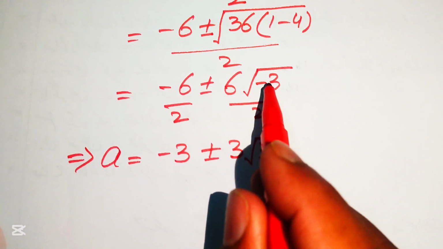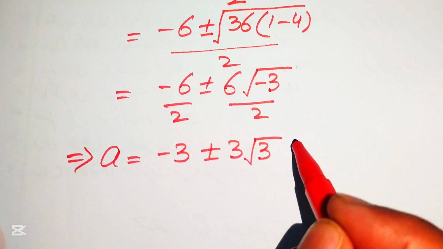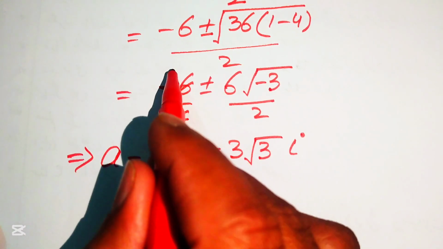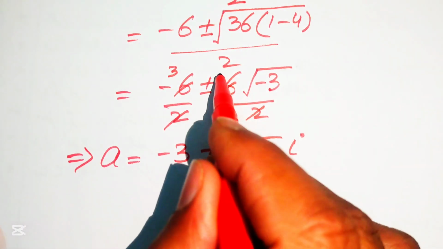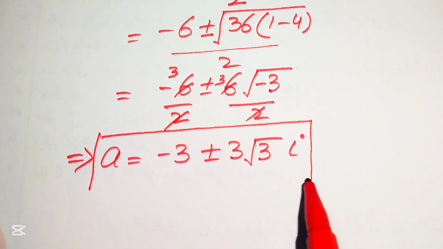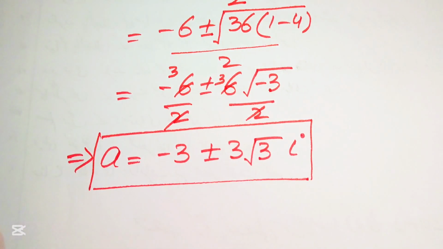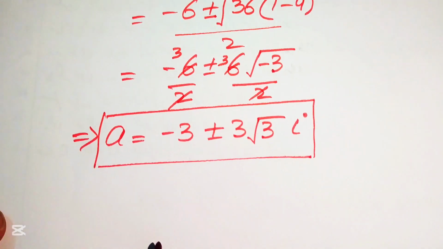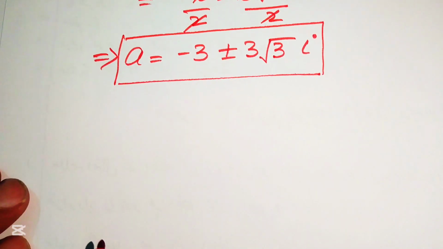root of 3. We know that the square root of minus 1 equals iota. These are cancelled by each other. 2 3s are 6 and 2 3s are 6. So here you get the values of a equals minus 3 plus minus 3 times square root of 3 iota. So these are the two complex roots of the given equation.